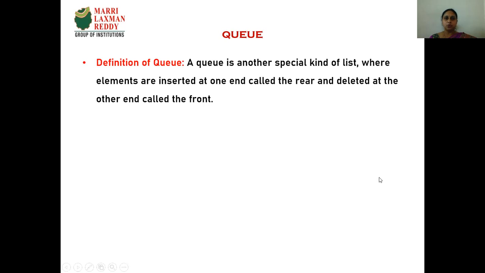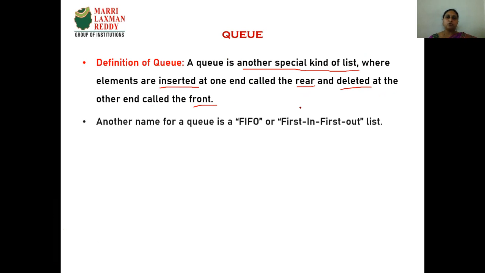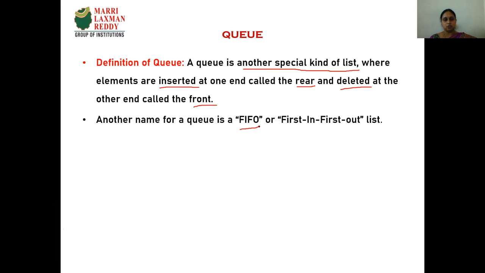Coming to the definition of queue, a queue is another kind of list where elements are inserted at one end called rear and deleted at the other end called front. Insertion is done at the rear end and deletion is performed at the front end. The other name for queue is first in, first out. You can see this in real-time applications also, such as when you take movie tickets or make a bus reservation: first in, first out.